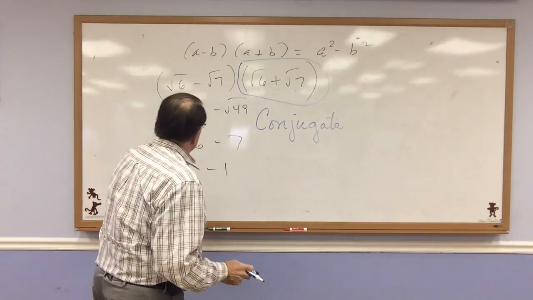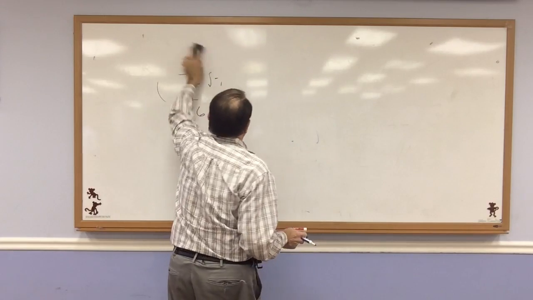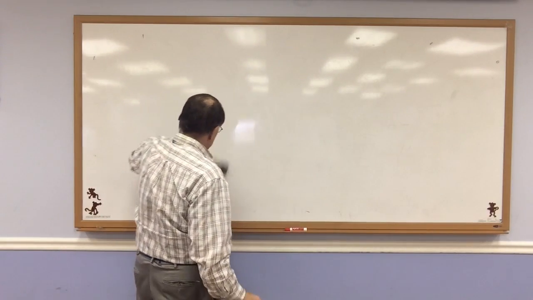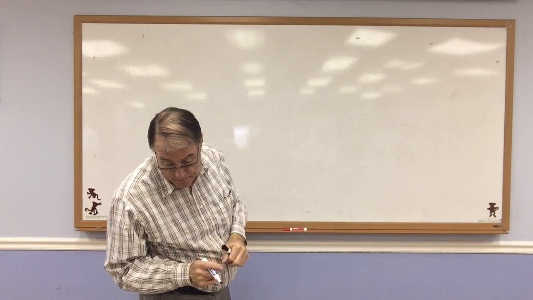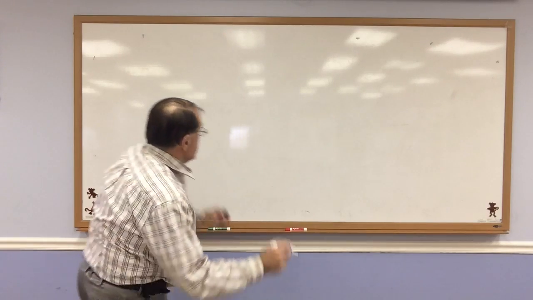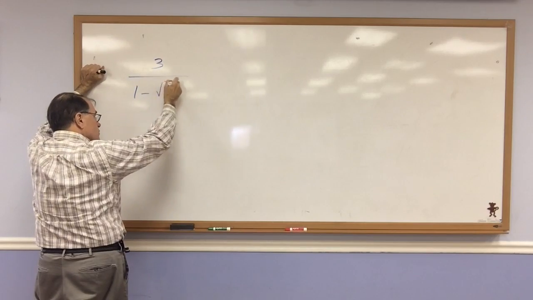Now, let's suppose I want to divide two radicals. Or you could say I would like to rationalize a denominator. So let's take this expression. Let's take 3 divided by 1 minus root 3.